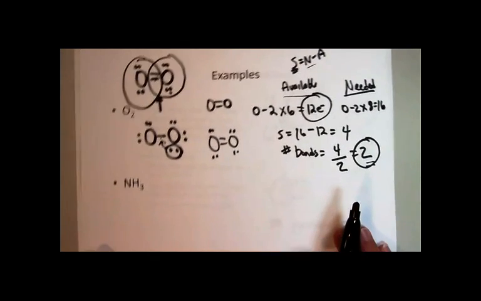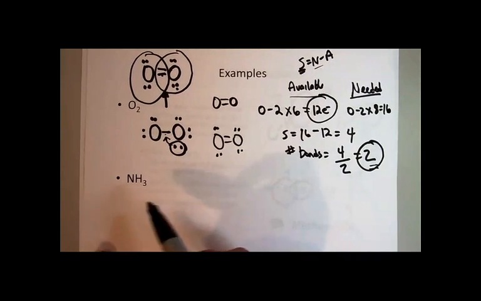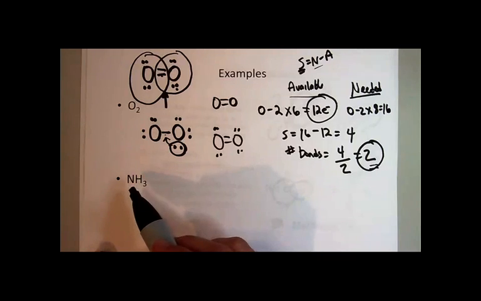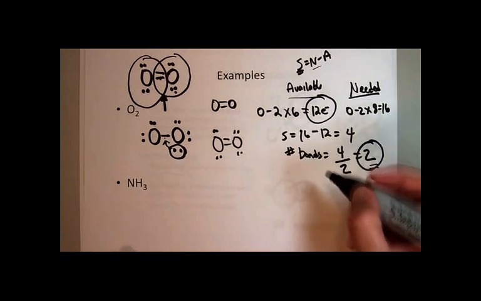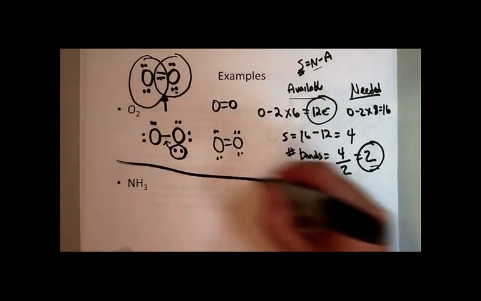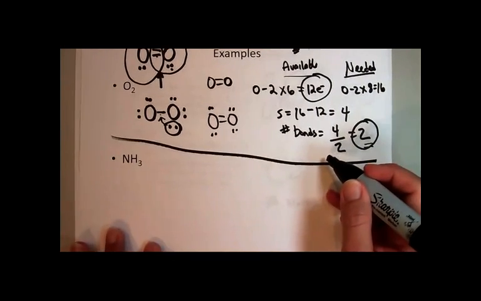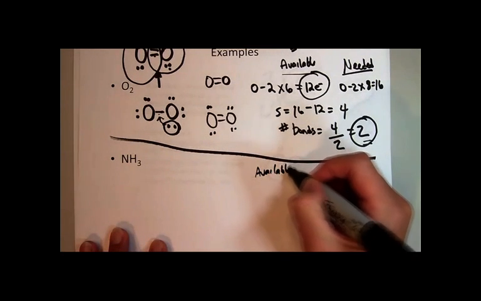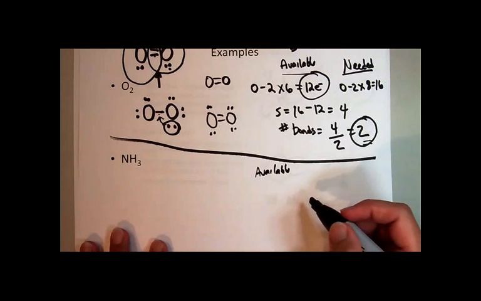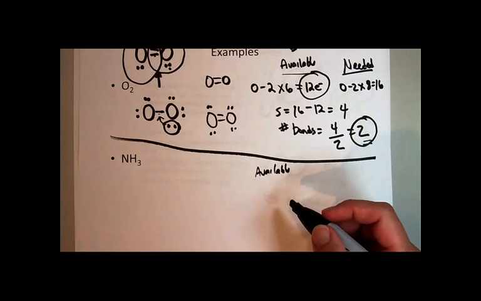All right, let's look at another example of drawing a Lewis structure. This is, remember, called ammonia. And so let's do our little S equals N minus A rule business before we get started with the skeletal structure. So available, that's how many electrons are available from all of the valence shells of all of the atoms that are in the molecule.